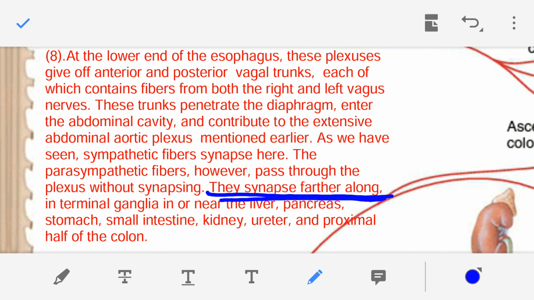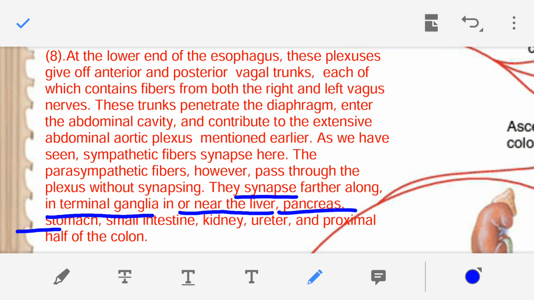They cross the distance and reach far away, the parasympathetic fibers. And the parasympathetic fibers synapse in terminal ganglia near the liver, or the pancreas, or the stomach, or small intestine, or kidney, or ureter, or proximal half of the colon.